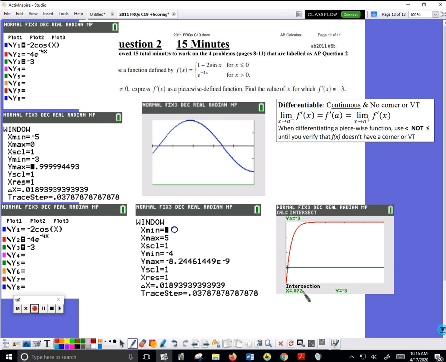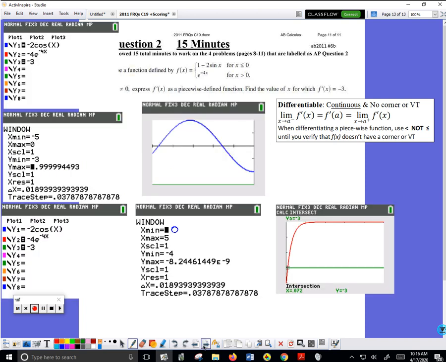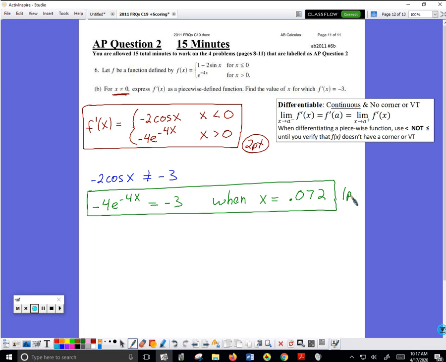But when I use my calculator to do that, I have to tell the grader I've done it. It's easy. All you have to do is write negative 4 e to the negative 4x is equal to negative 3 when x equals 0.072. Yep. If you have this statement, if you don't have this, I don't believe they'll dock you any points. If you have the green, you get a point.